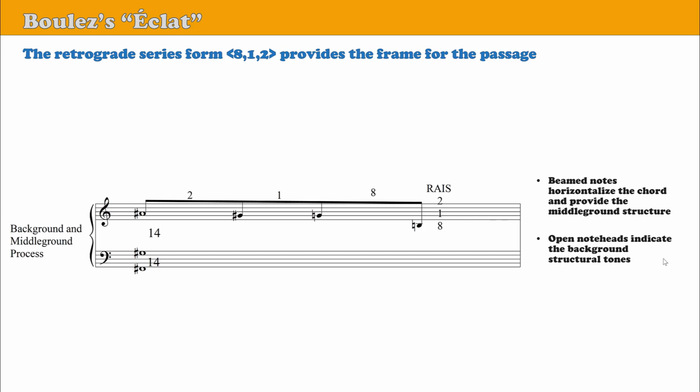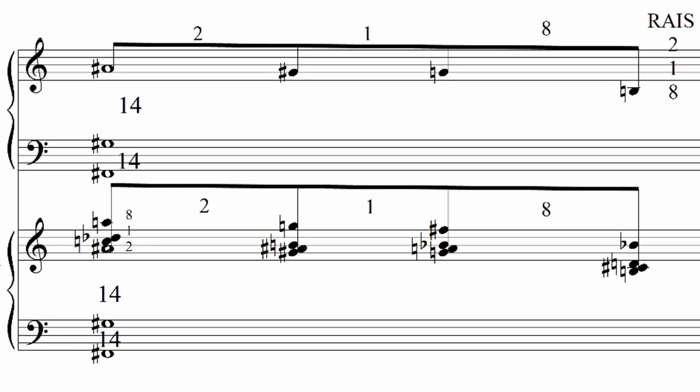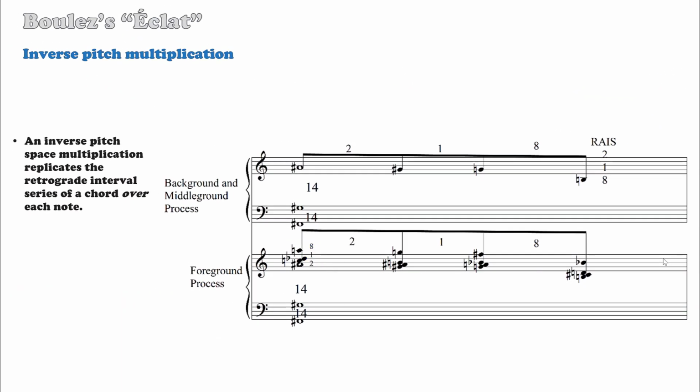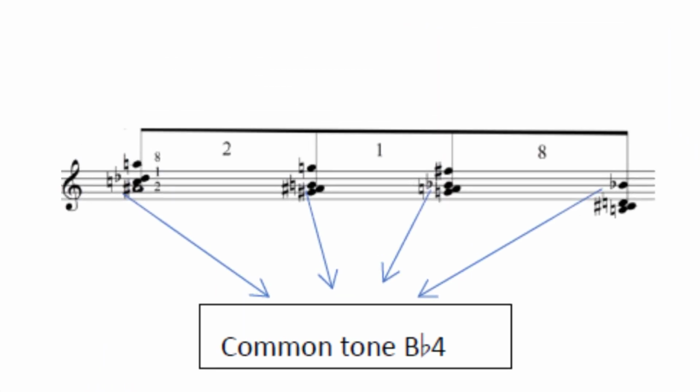An inverse pitch multiplication generates notes that embellish each of the framing notes. An inverse pitch space multiplication replicates the retrograde interval series of a chord over each note. This, incidentally, is the original or prime registral adjacency interval series 218 from the Don chord. Please note that an inverse pitch multiplication results in the preservation of a B-flat common tone in each chord.